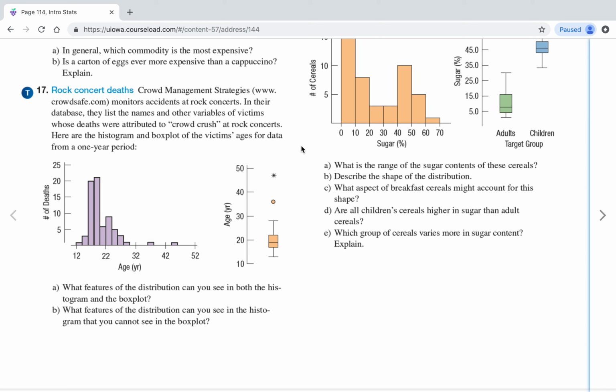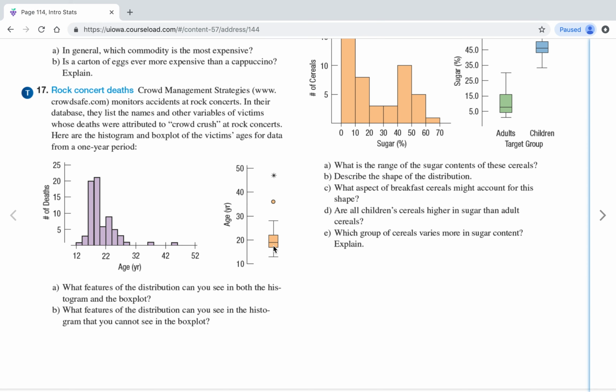So the first question is, what features of the distribution can you see in both the histogram and the box plot? On the left we have the histogram, and on the right we have the box plot. The distribution is essentially symmetric, and it's very slightly skewed to the right, with 36 and 48 being the outliers in the box plot. Most victims were ages 16 to 24, as you can see on the bar graph, and you can see it on the box plot too, where this square is.